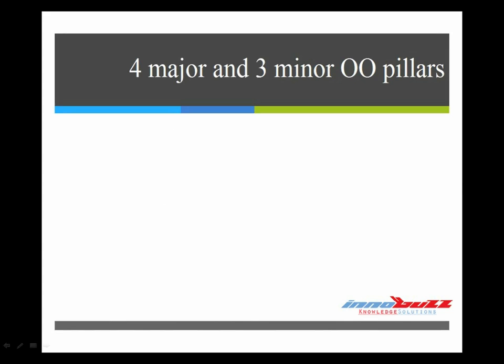4 major and 3 minor OO pillars. In the previous slides, we have already talked about some concepts in Java language and in other object-oriented languages. We are going to see these pillars in details now. First, I'm just going to name them here, and we are going to see them in the next 7 slides.